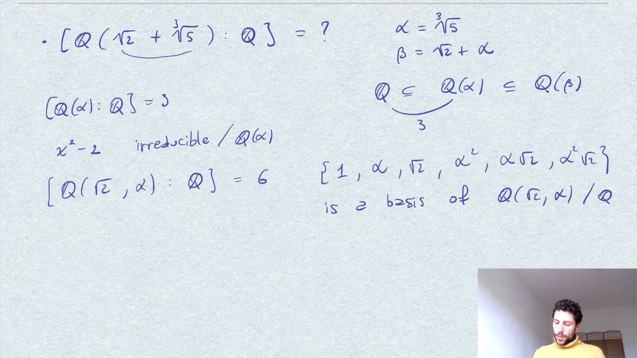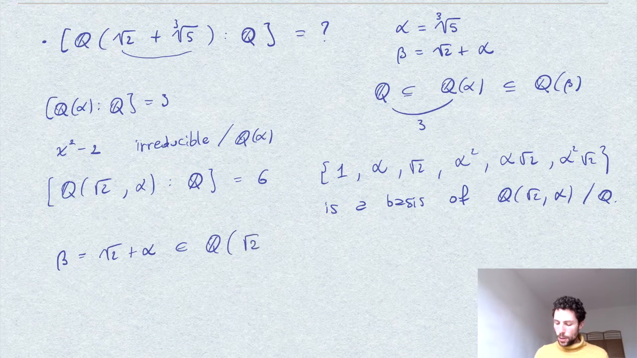So this is I applied the result of computing a basis given a tower of fields, which I discussed in the previous video. So now what do we do? Beta, which is the sum of square root of 2 and alpha, then obviously is an element that lives inside the bigger extension given by Q extended by square root of 2 and alpha.